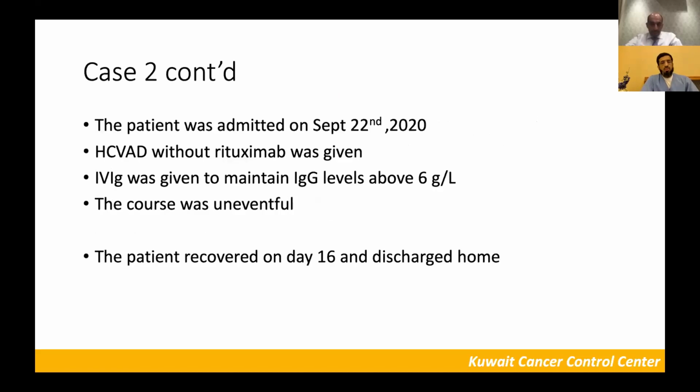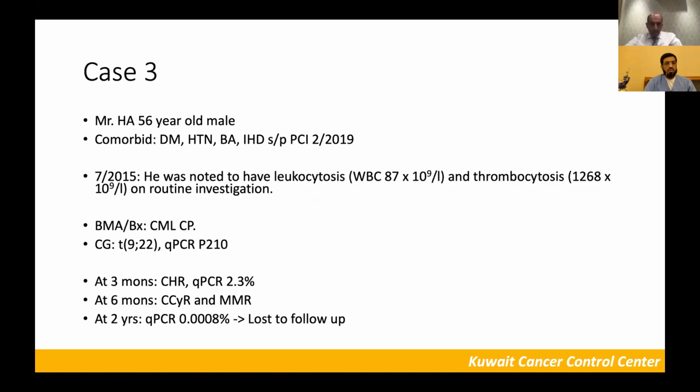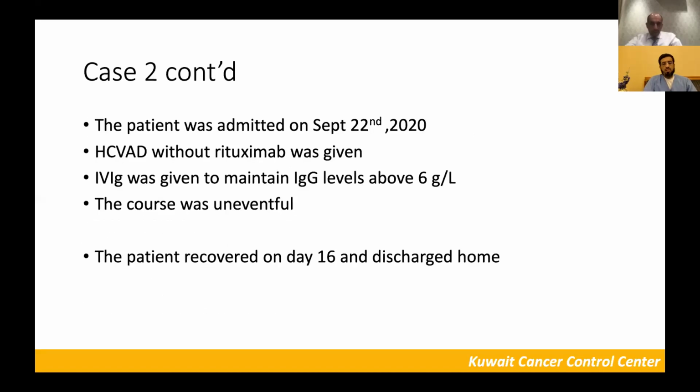But at this time, he was admitted, and we gave him hyper-CVAD, but without rituximab in cycle 4. The IgG profile was tested and was low, and we tried to maintain his IgG level above 6. His course with cycle 4 was uneventful, and he recovered his count on day 16 with a negative repeated swab on discharge. The patient completed 8 cycles now, and he is transitioned to pump maintenance.